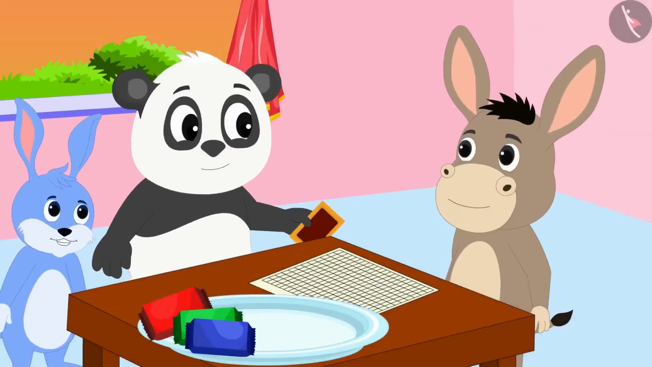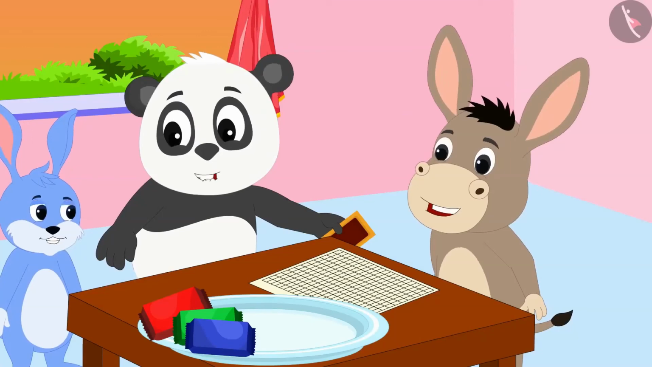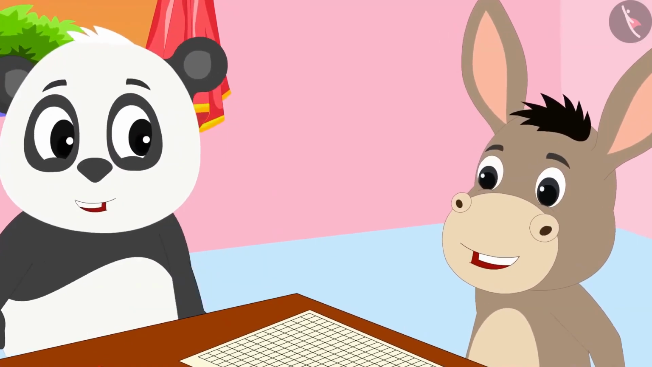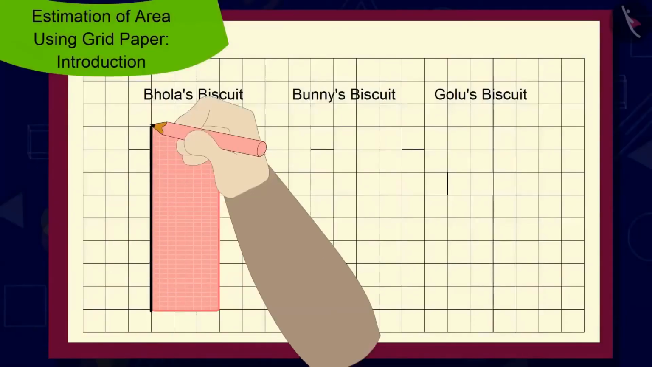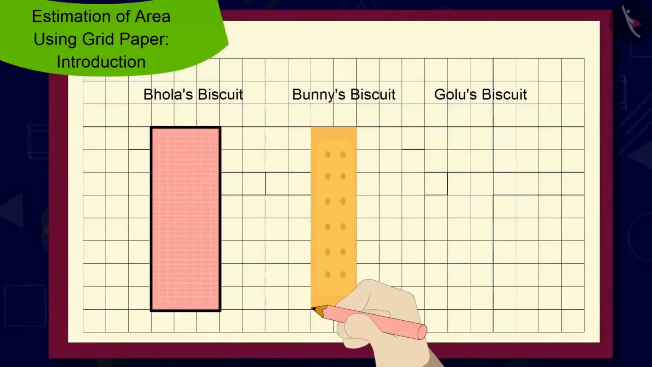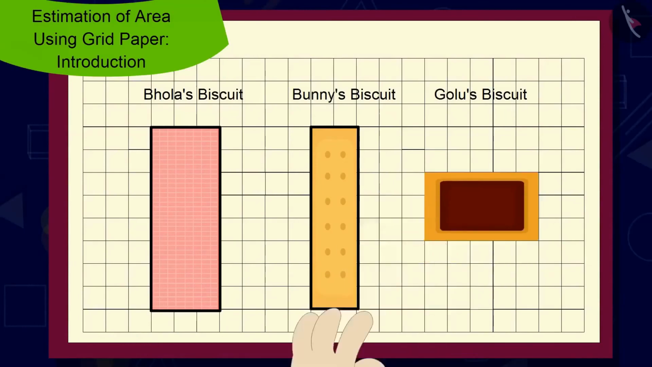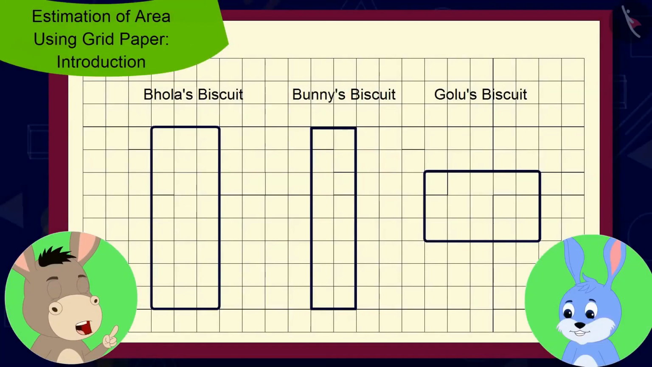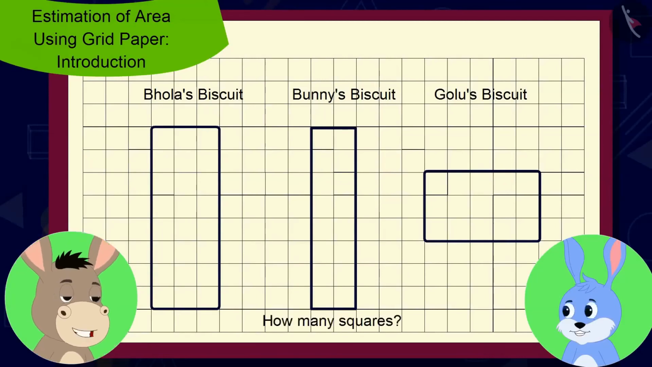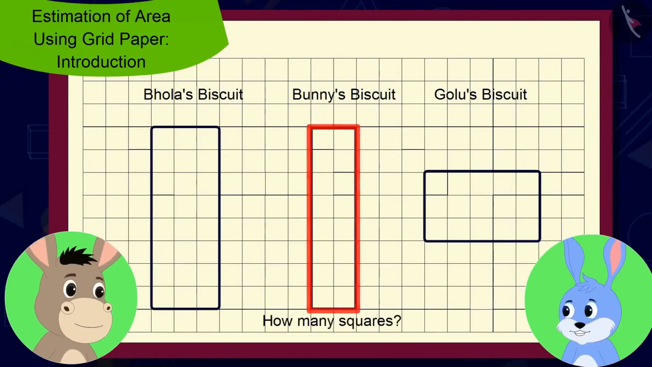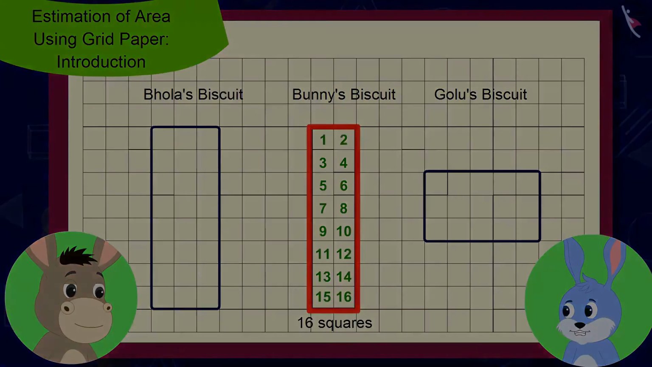But Bhola, how can we use this to find out the biggest biscuit? Golu asked Bhola. Bhola made the outlines of those 3 biscuits with a pencil on the grid paper. Bunny, can you tell me how many squares are there in the shape of your biscuit? Bhola asked Bunny. Bunny quickly counted the number of squares and said, 16 squares.